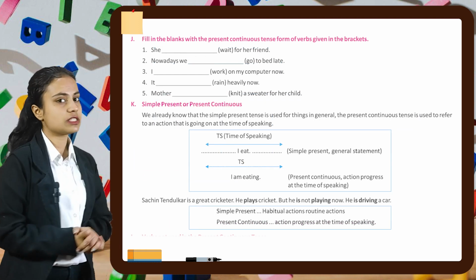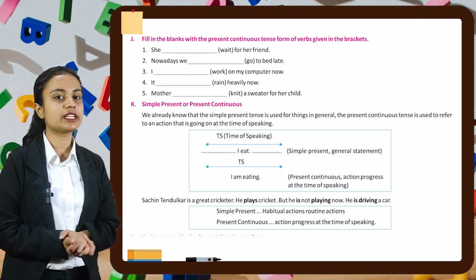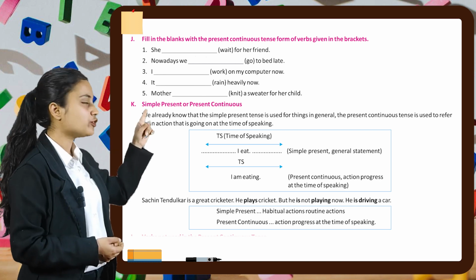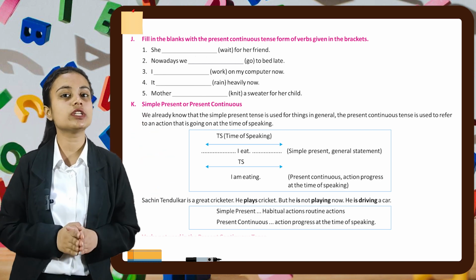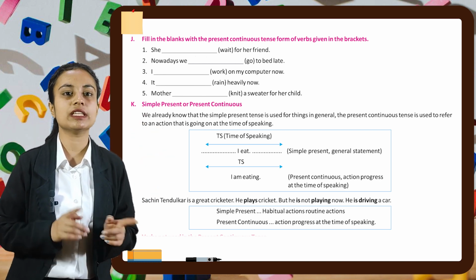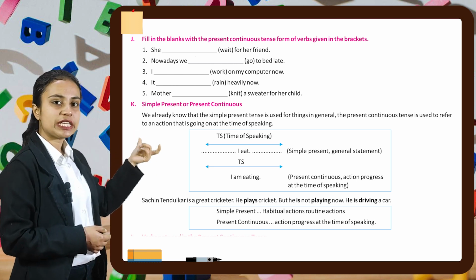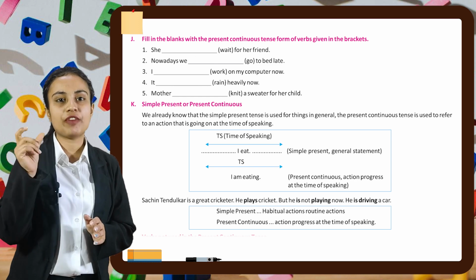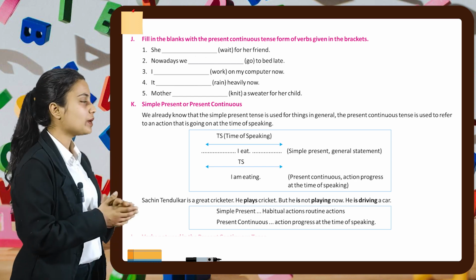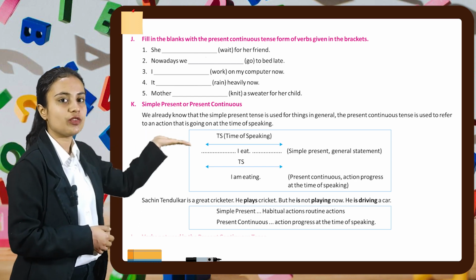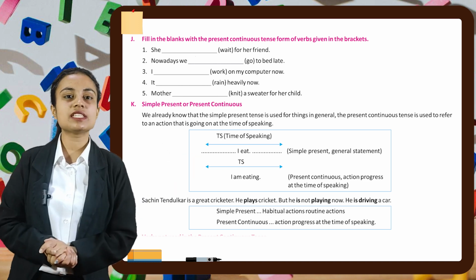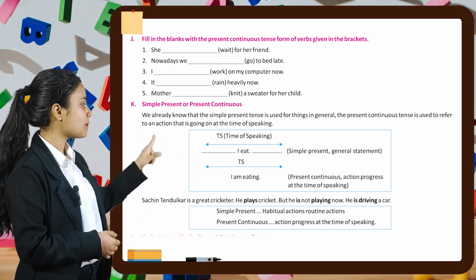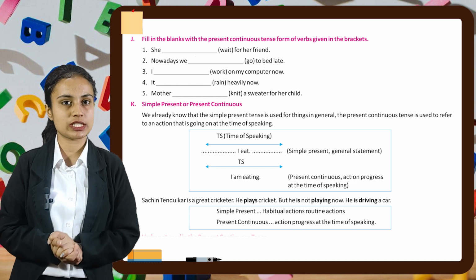Now using these concepts, let's do some questions related to that. In this question, we have to fill in the blanks with the present continuous tense form of verbs given in the bracket. First part is "she dash for her friend." In the bracket, the word wait is written. So here we can write, she is waiting for her friend. In a similar manner, you have to do the rest of the parts of this exercise by yourself.